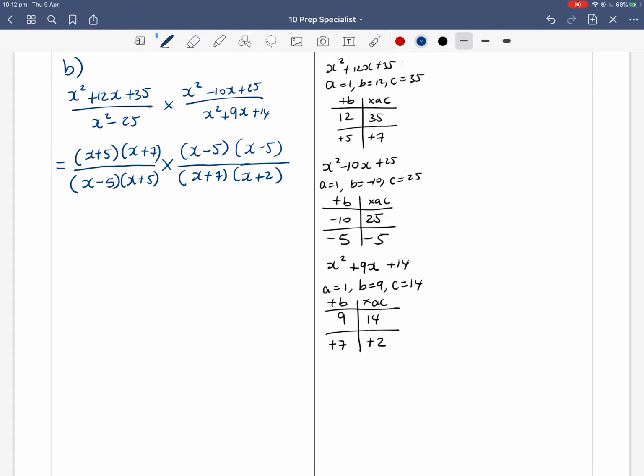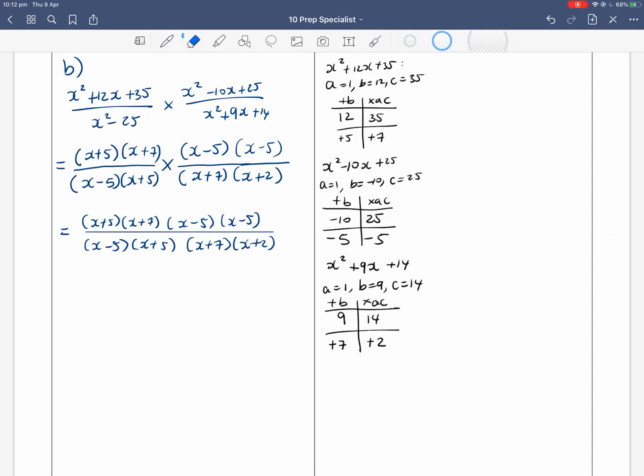And now since we're multiplying the fractions, we're literally multiplying across. So we have on the numerator x plus 5, x plus 7 times x minus 5 times x minus 5. On the denominator you have x minus 5, x plus 5, x plus 7, x plus 2. So now we've got everything as products, so they're multiplying the products of factors. We can cancel out anything that's common, top and bottom.